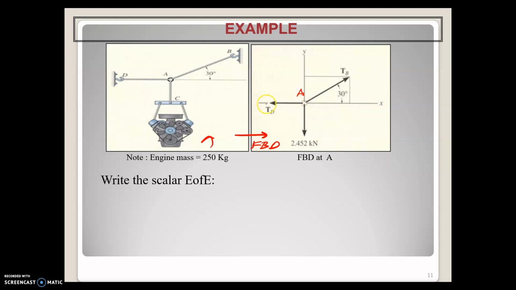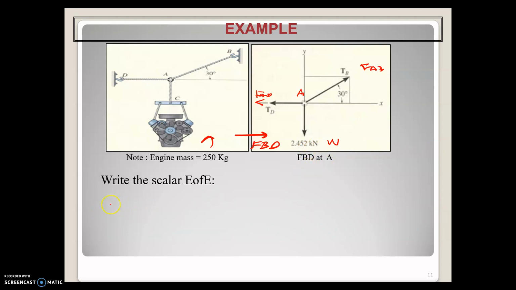And then you draw force yang terlibat pada figure ni. Right, you ada TD ataupun FAD. Tadi kan saya dah draw sebelah tadi kan. Right, you have TB ataupun FAB. Okay, you have the weight given direct ke bawah di paksi Y. We have 2.452 kilonewton. Okay, the weight.